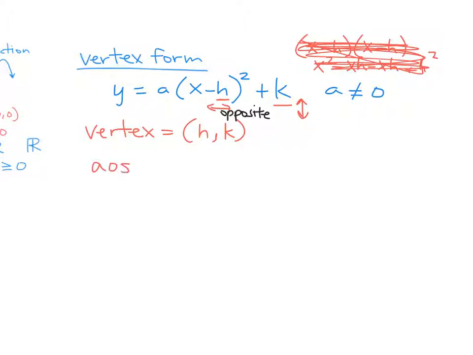Your axis of symmetry in vertex form will always be x equals whatever the x value of your vertex is. So x equals h is always your axis of symmetry. Always a vertical line.